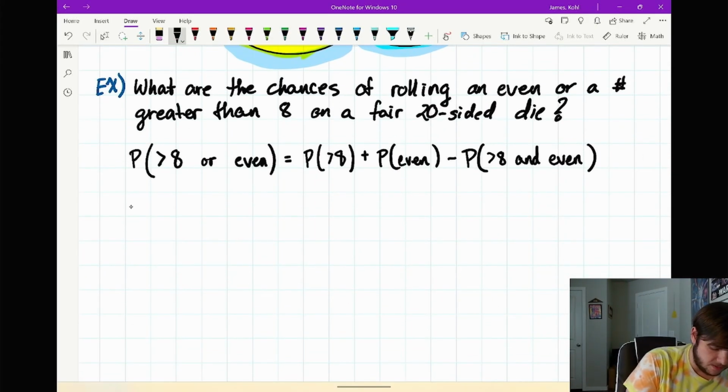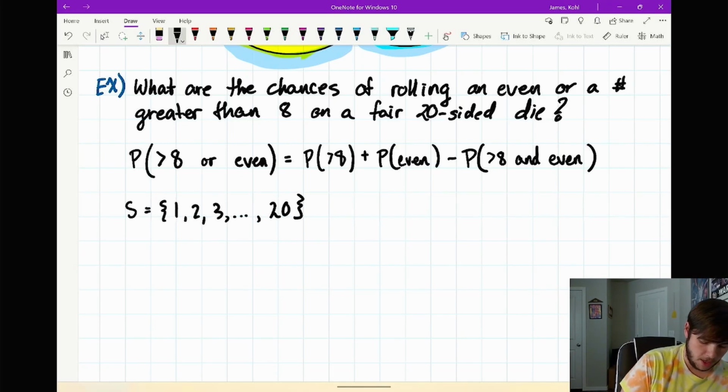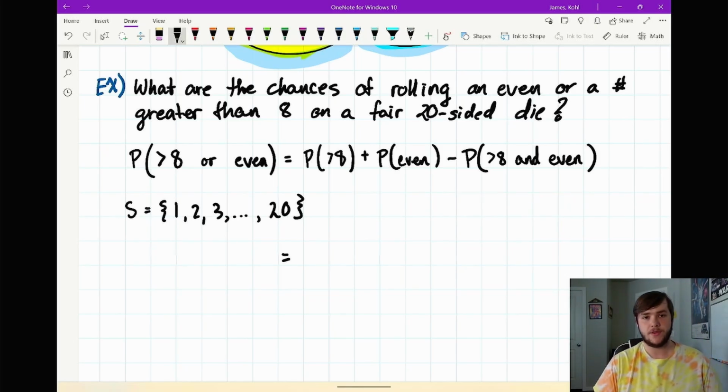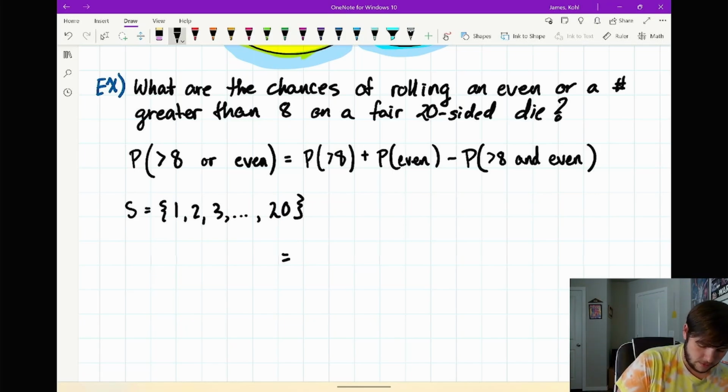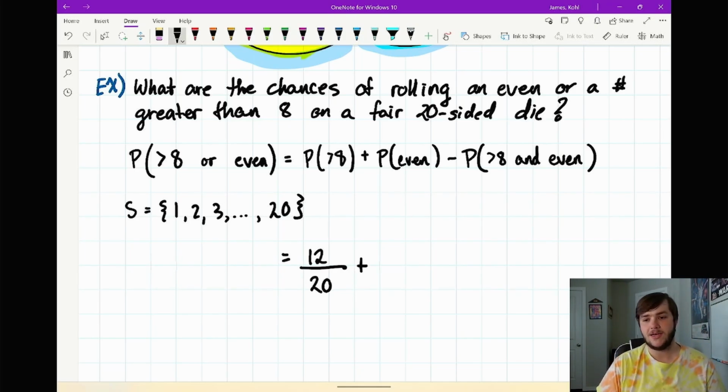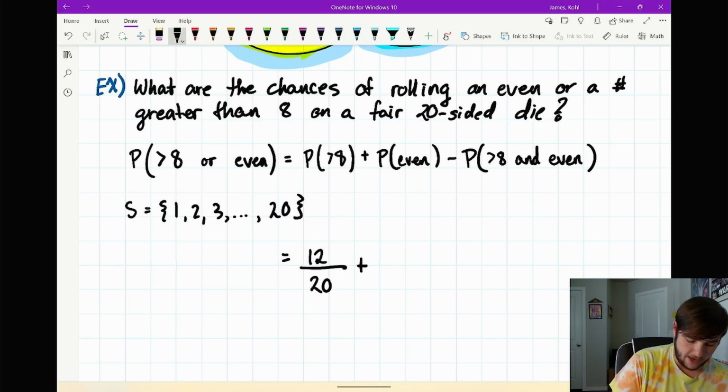Now, let's look at our sample space. Our sample space is just 1 through 20. So the probability that my number is greater than 8 is 9, 10, 11, 12, 13, 14, 15, 16, 17, 18, 19, 20, or 12 numbers out of 20, plus the probability that it is even is going to be 2, 4, 6, 8, 10, 12, 14, 16, 18, 20, or 10 out of 20.